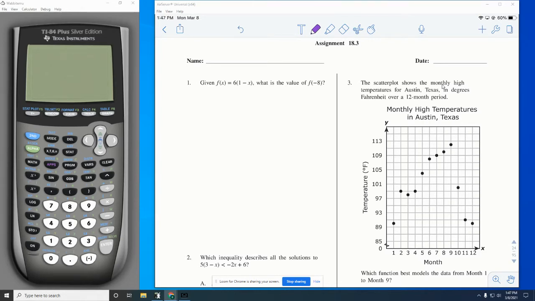This video covers assignment 18.3. Again, we're going to work a couple of scattered problems throughout this assignment, and then you have the rest of class to work on the rest of them.